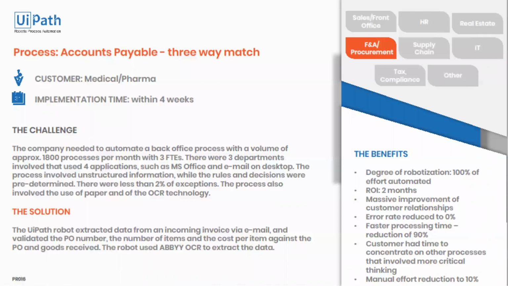And then a couple other UiPath use cases to walk through. Three-way matching. So again, great area where you're taking the FTEs, in this example, 1,800 processes per month, 3 FTEs to do that across 4 applications. And that's something that you can completely automate. So 100% of the effort automated, ROI was 2 months. Now you're automating all of your three-way matches by just taking the data out of the various systems. In this example, they also used OCR.